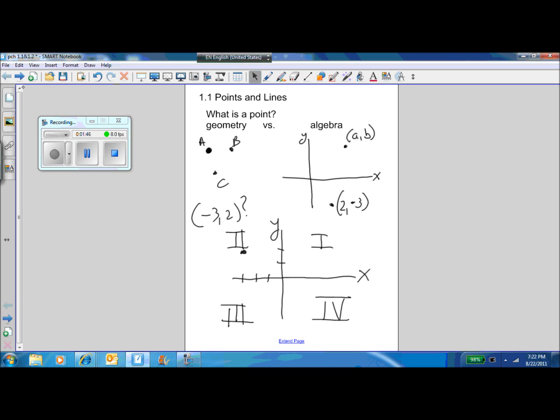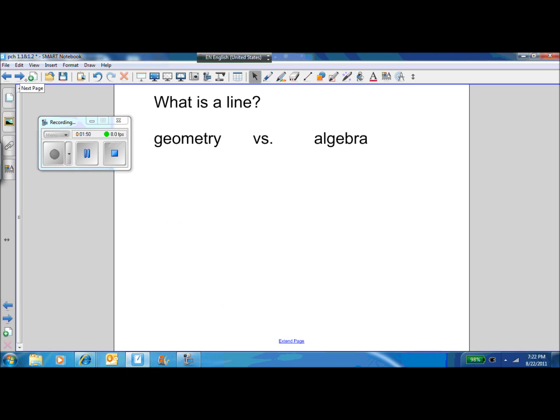So look at the next idea here. What is a line? Geometry, you drew those all the time. Usually, in geometry, you'd have to have 2 points. We can get really fancy with our lines here. Let's make a really nice line. Oh, some would call that a ray. That's okay. Pretty straight.